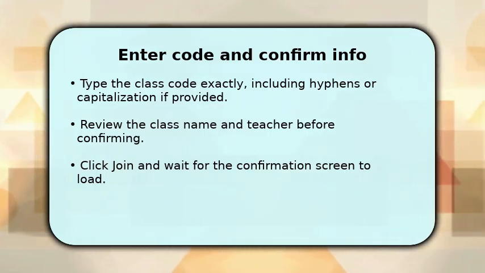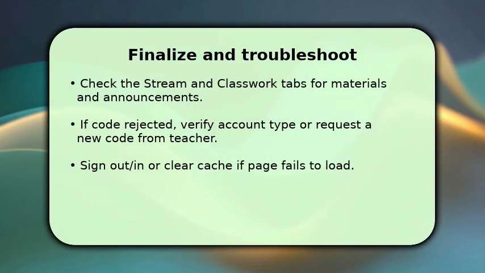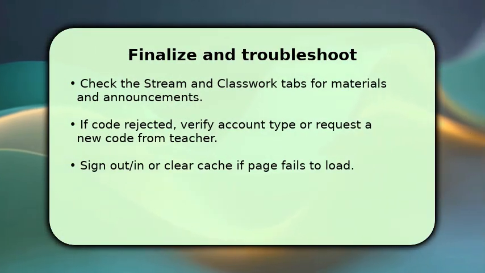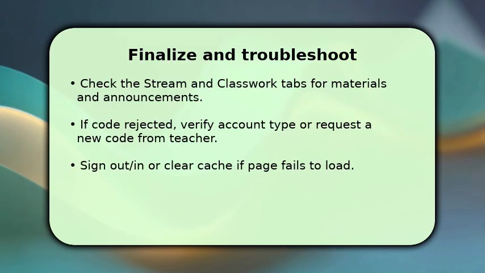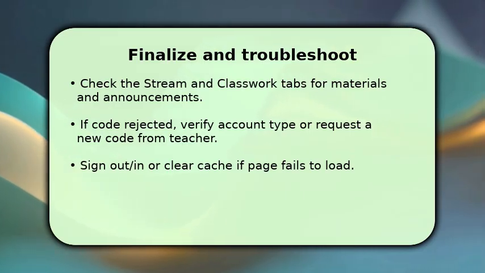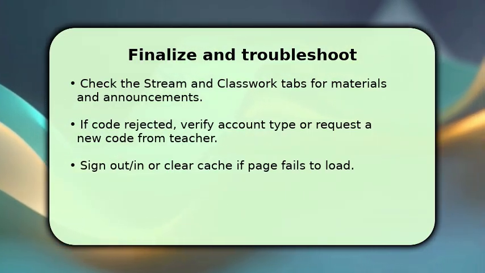Once inside, explore the stream for announcements and classwork for assignments so you know what's due. Make sure notifications are enabled if you want alerts. If the code is rejected, confirm you used the correct Google account or contact the teacher to reissue the code.